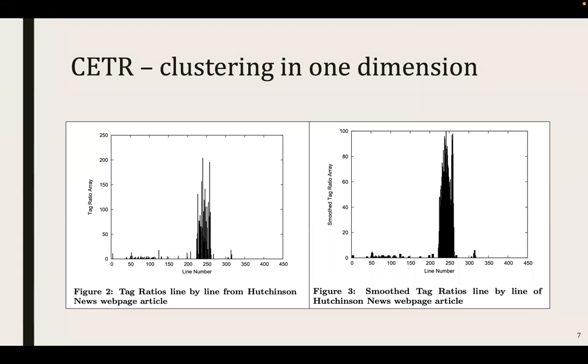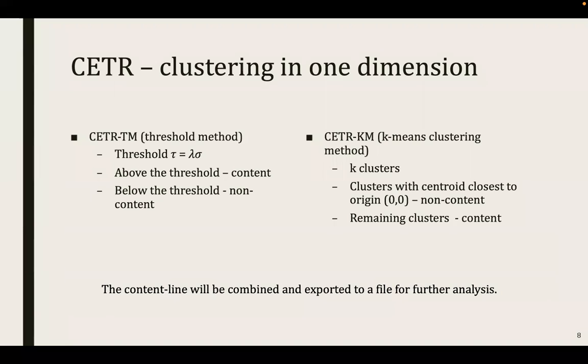So they applied a Gaussian smoothing, modified it to a more suitable function, and generated a smooth histogram shown on the right. And we can see the boundaries between sections become more apparent now. Now with this smooth histogram, the authors developed two ways of analyzing it. The first is called Cedar TM, which is a threshold method. So with the threshold tau, lines with a tag ratio above the threshold will be classified as content, and those lines with a tag ratio below the threshold will be considered as non-content.